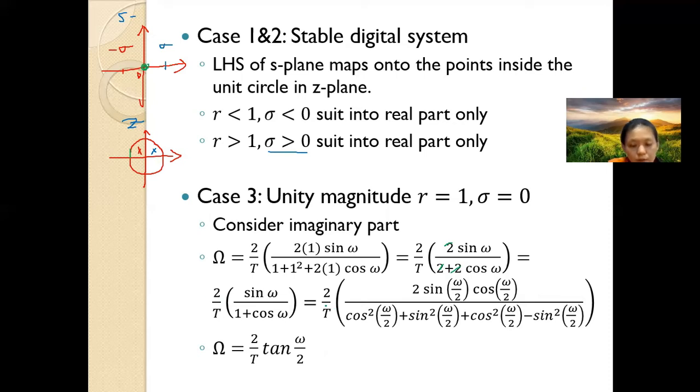Okay, now this sine omega, we can use the trigonometry formula, and we will get 2 sine omega/2 cos omega/2 divided by, for 1, cos square omega/2 plus sine square omega/2, plus cos omega, so plus cos square omega/2 minus sine square omega/2. And this whole equation we can convert into tangent. So you will get 2 divided by T tangent omega divided by 2. You can simplify it into a tangent.